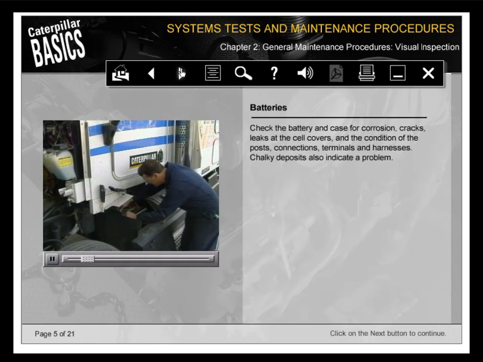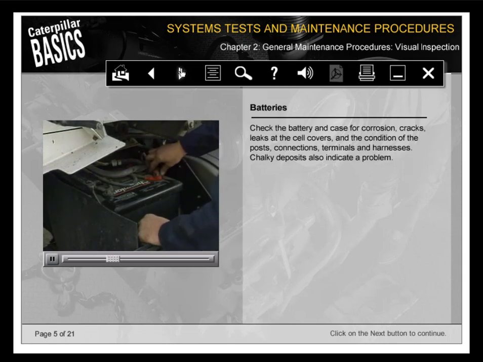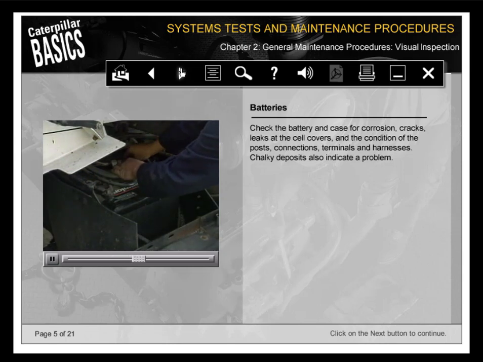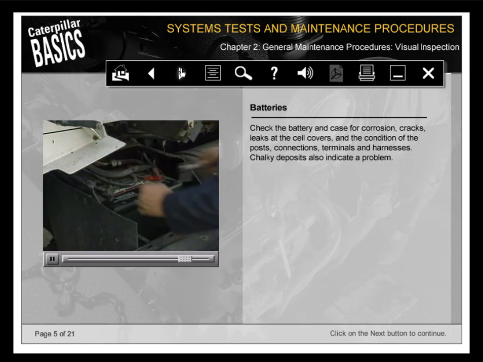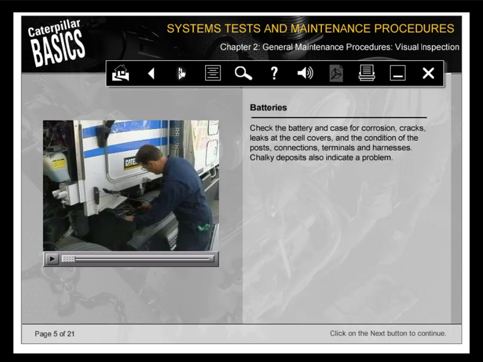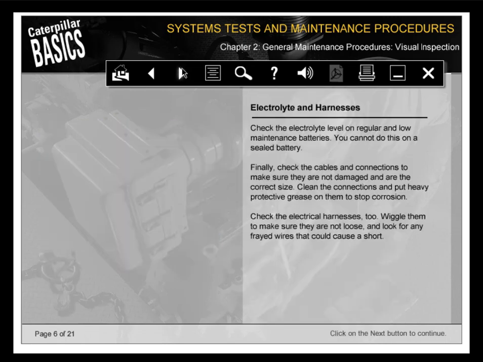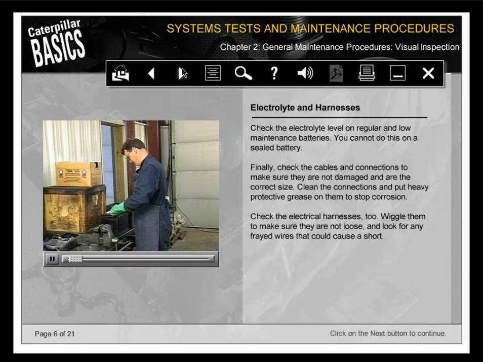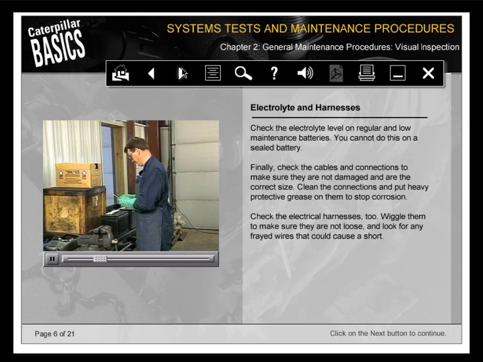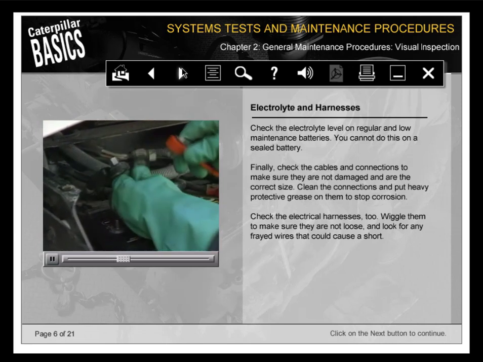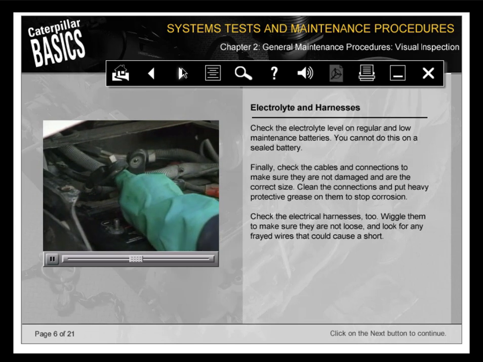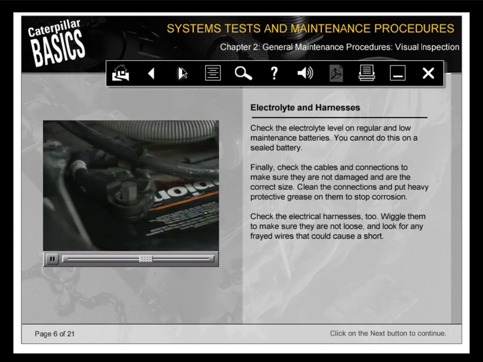Check the battery and case for corrosion, cracks, leaks at the cell covers, and the condition of the posts, connections, terminals, and harnesses. Chalky deposits also indicate a problem. Check the electrolyte level on regular and low-maintenance batteries. You cannot do this on a sealed battery. Finally, check the cables and connections to make sure they're not damaged and are the correct size. Clean the connections and put heavy protective grease on them to stop corrosion.